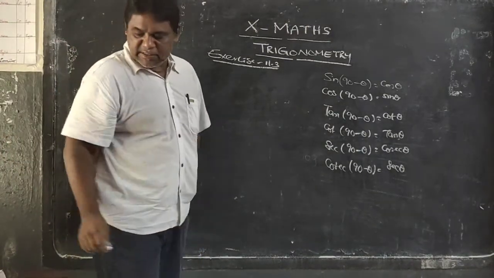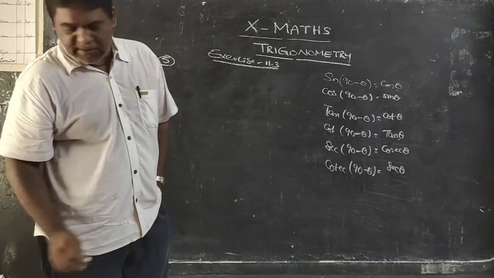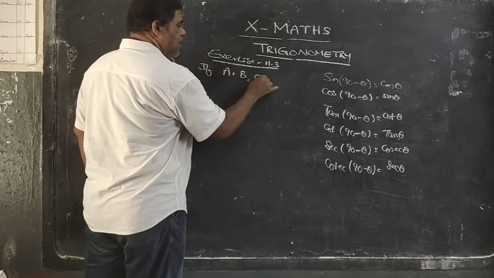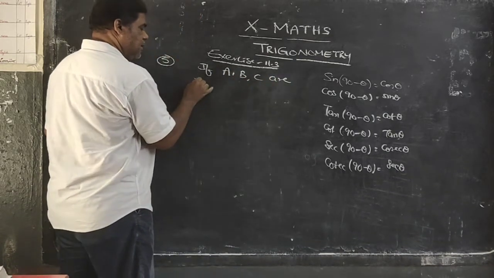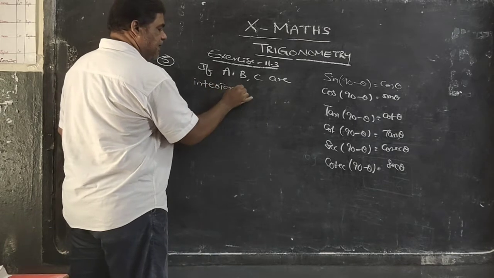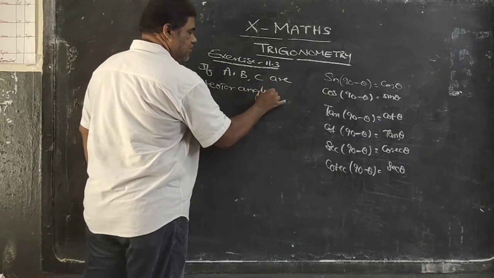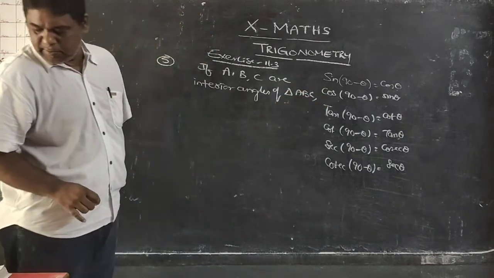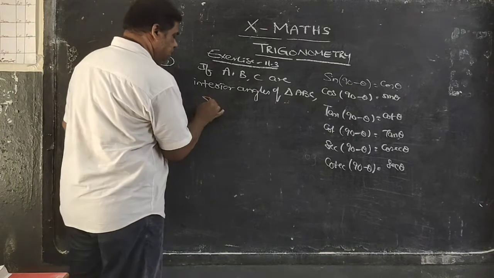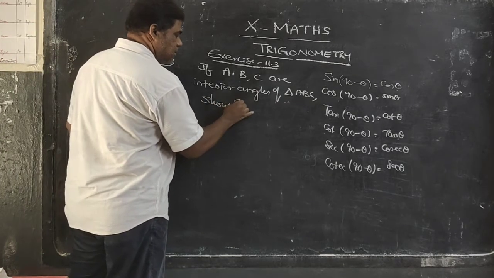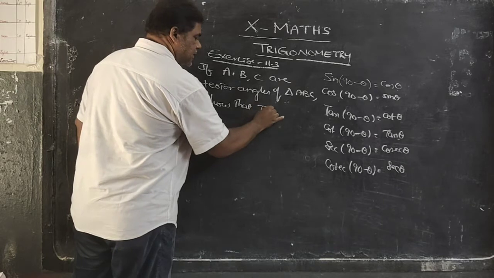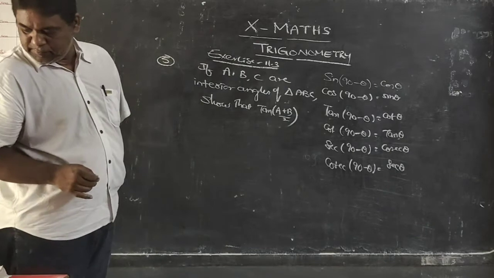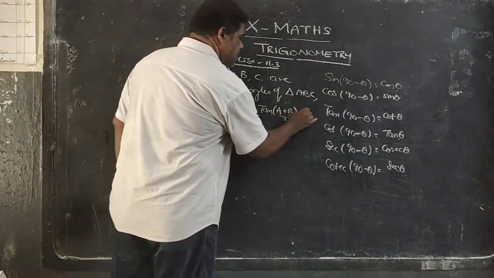So only one problem is left in exercise 11.3, that is, if A, B, C are interior angles of triangle ABC, then we have to show that tan((A plus B) by 2) is equal to cot(C by 2).